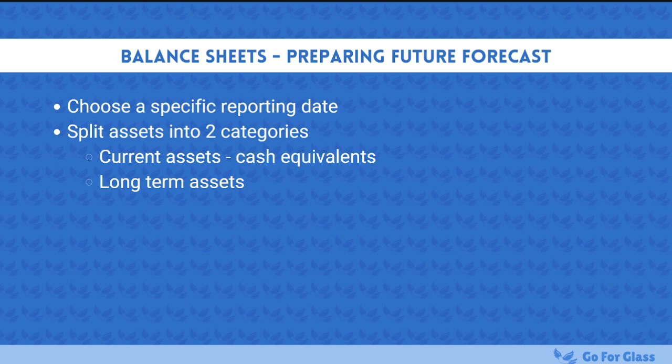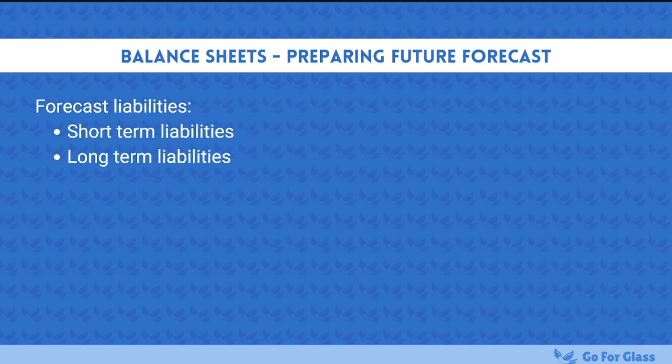As we gather the information necessary, split them into 2 categories: current assets and long-term assets. Current assets are things like cash, inventory, prepaid expenses, or accounts receivable, whereas long-term assets are things like equipment, land, or leases. From there, forecast liabilities.